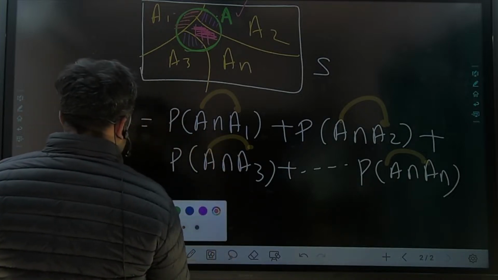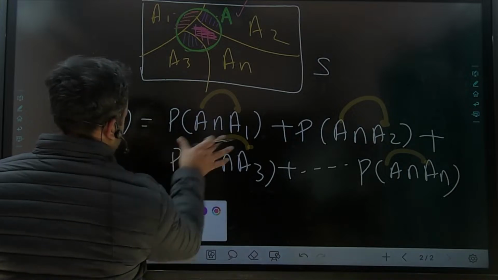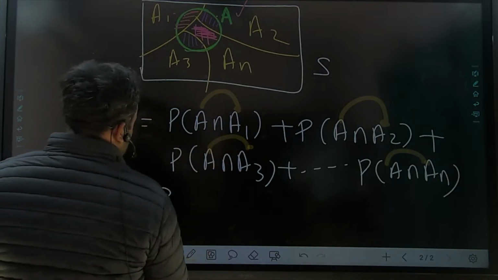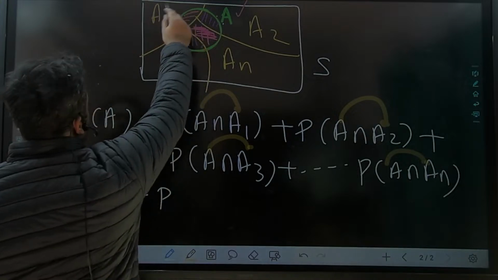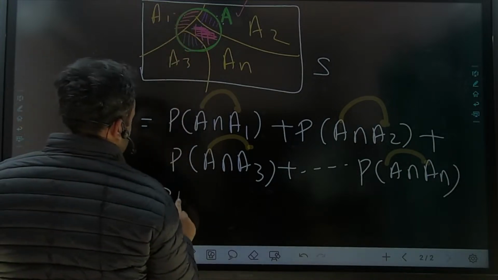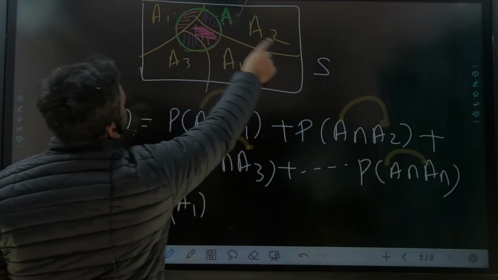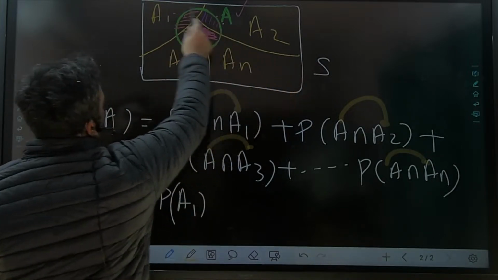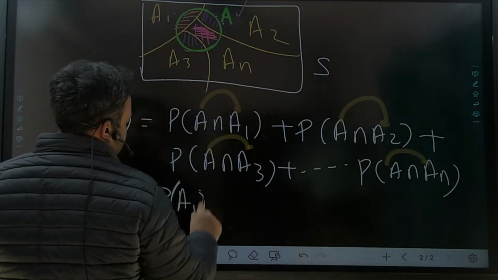Now we know this from conditional probability. From conditional probability, I know how to break this. So probability of A intersection A1 means what? First, I should know what is the probability of A1. Because A1 is occurring from this sample space only. So I should know the probability of A1 out of this sample space. So this is the probability of A1.